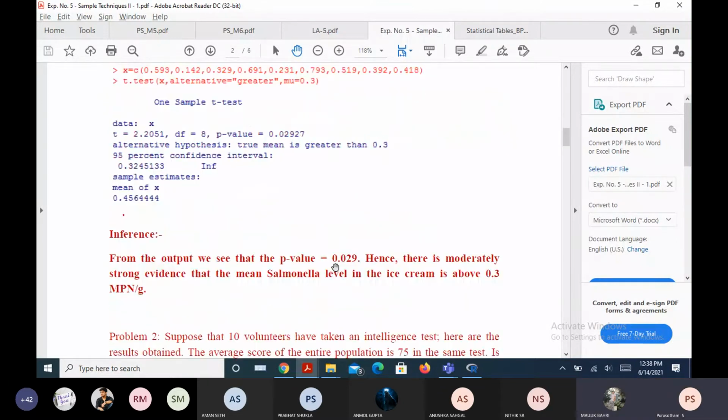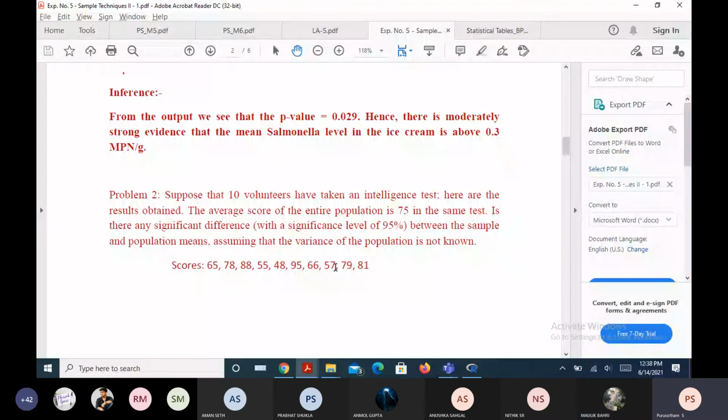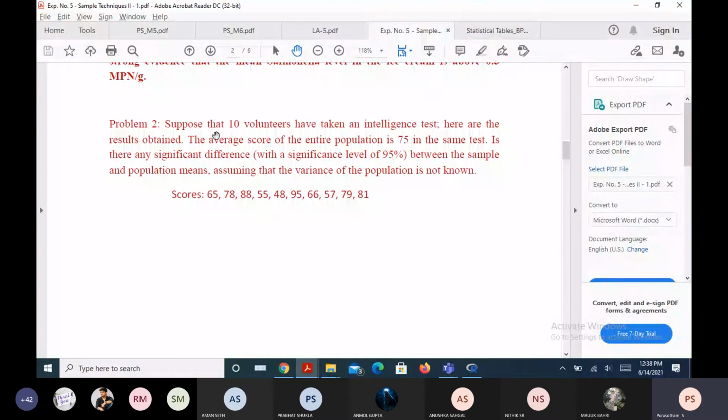Similarly, there is one more question. Suppose that 10 volunteers have taken an intelligence test. Here are certain results obtained. The average score of the entire population is 75. That means mu is given as 75. Is there any significant difference between the sample and population means? Assuming that the population variance is not known.